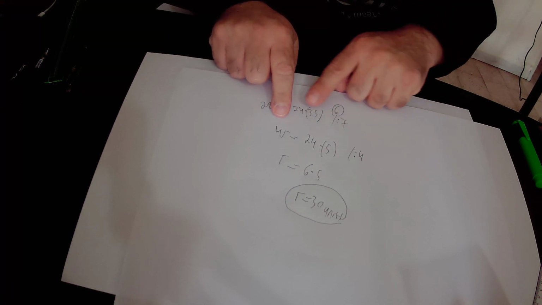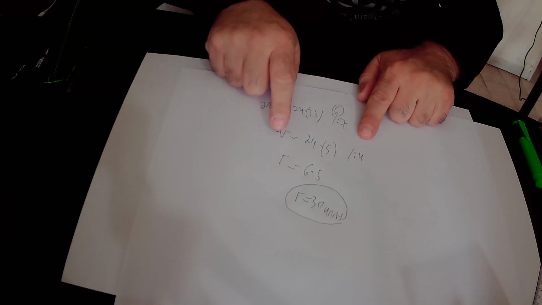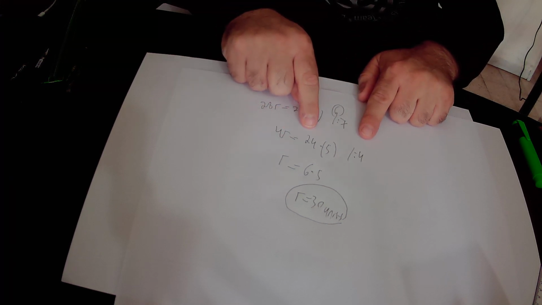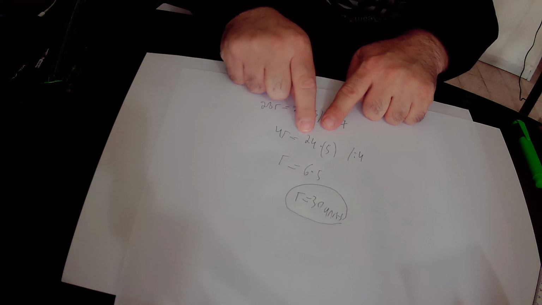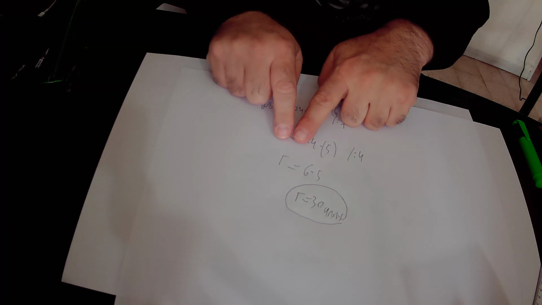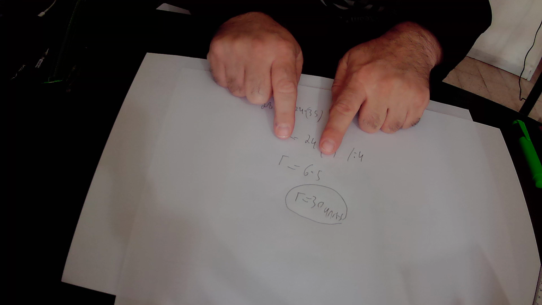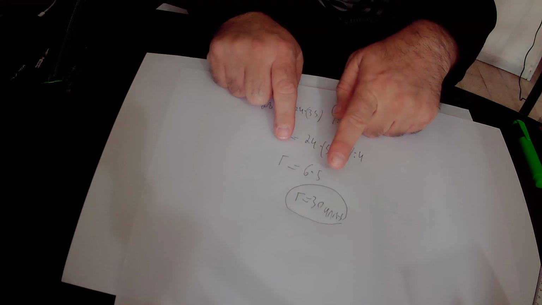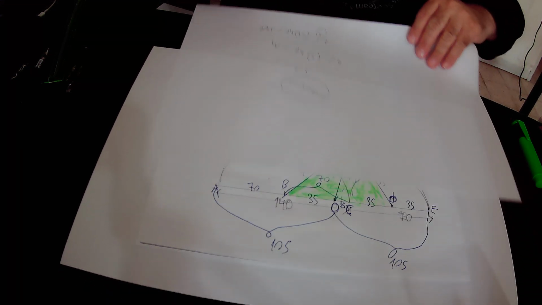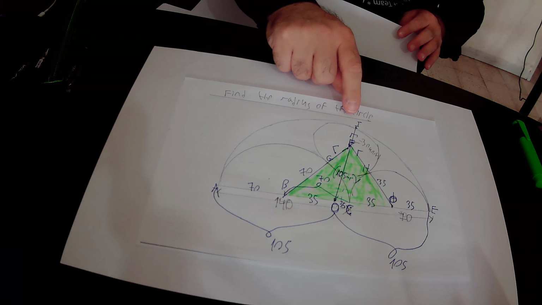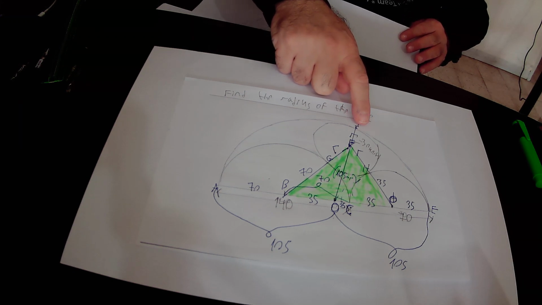Here we divided this equation by 4. 4r over 4 is r, and 24 over 4 is 6. So in total this expression equals to 6 times 5. We found out that r equals to 6 times 5. 6 times 5 is 30. So in conclusion, we found out that r, the radius of this circle, the radius that we are looking for, equals to 30 units. Okay?